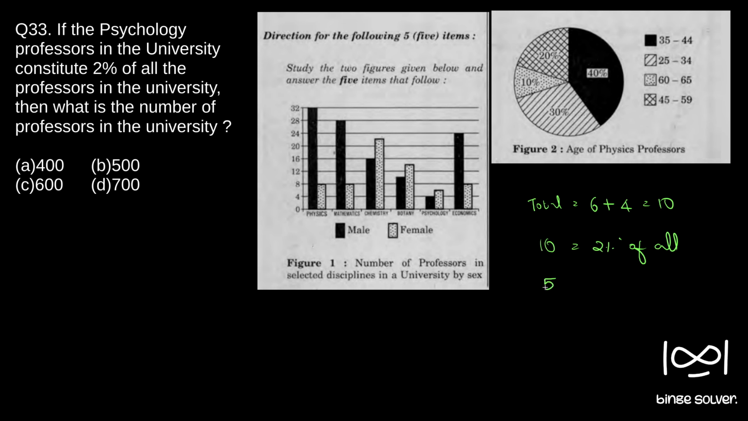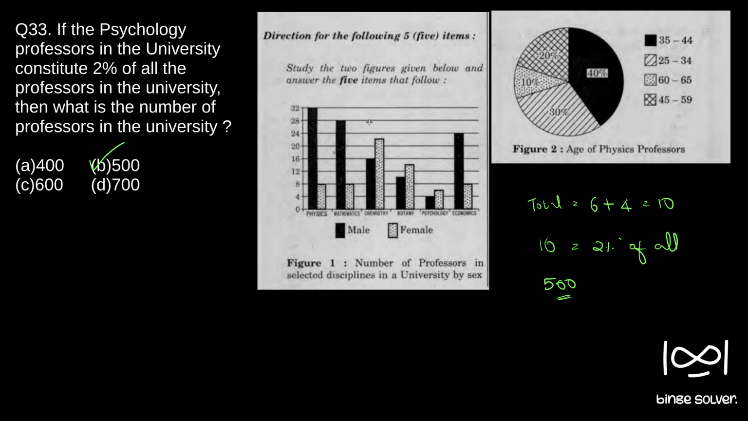So total number of professors becomes, 2%, if 10 is 2%, multiplying 50 on both sides, 100% is 500. 50 into 10, so 500. If you multiply both sides by 50, you get 100% is 500. So correct answer is B, 500. So that is the solution to question 33.